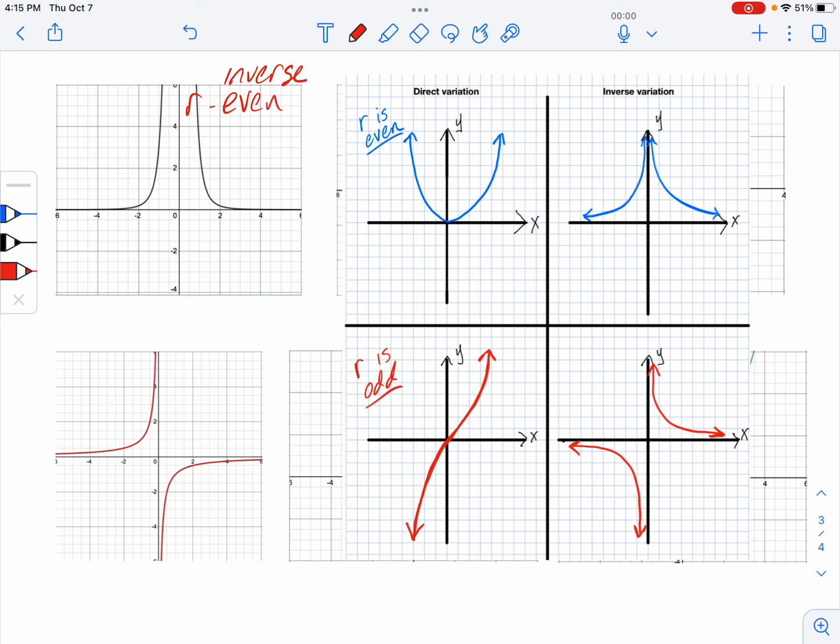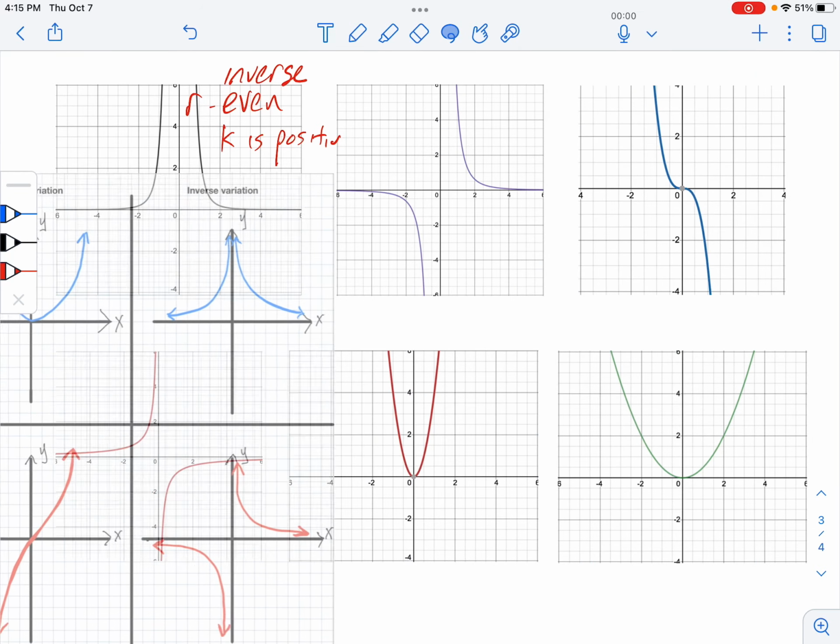And the final thing we need to think about is the K value. If our graph looks exactly like our model, which it does, then we know that K value is positive, because what the K does is flip it over the axis. If K were negative, it would flip over this axis and it would actually look like this. But it doesn't. It's the same shape facing up, so we know that K is positive.